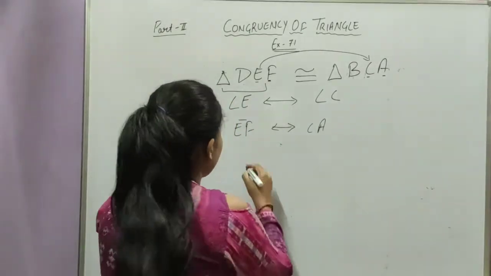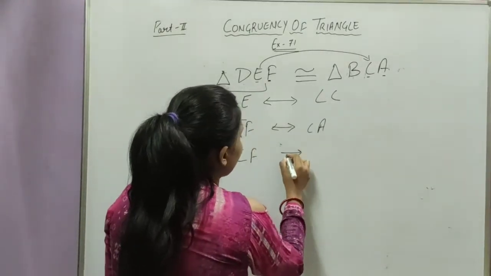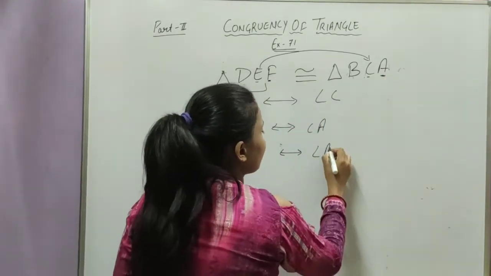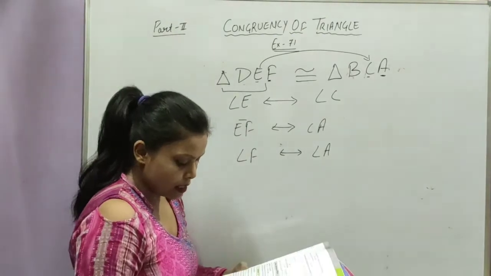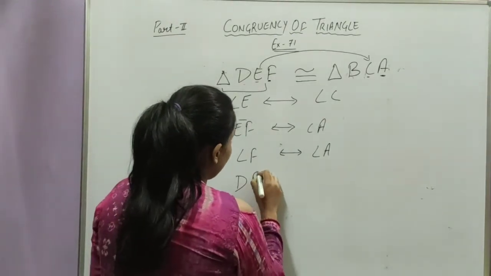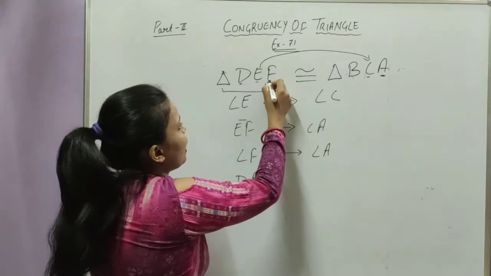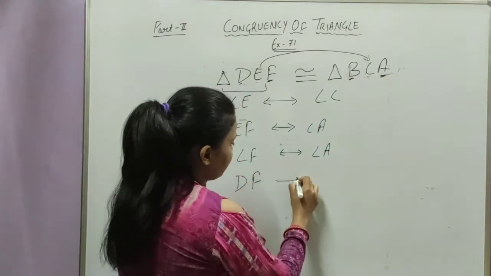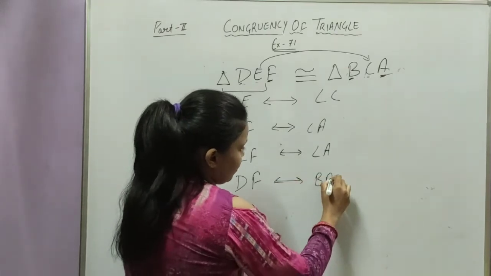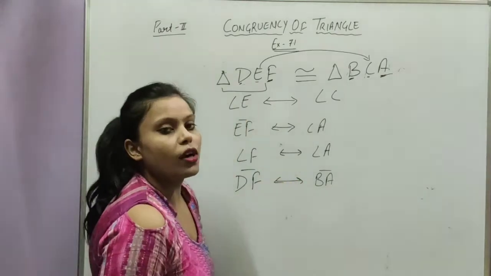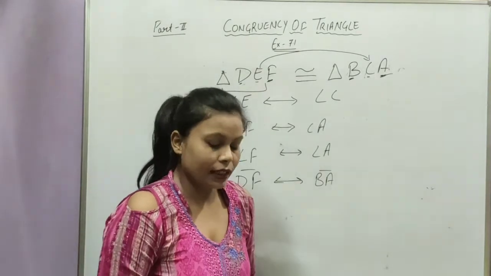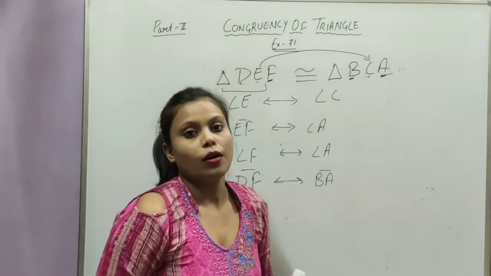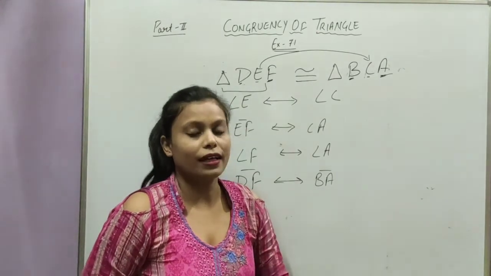right? Angle F will correspond to which angle? Angle A. And line segment DF. So D and F will correspond to B and A. Right? So this was your exercise 7.1. In the next video, we will study the properties which will prove triangles congruent.